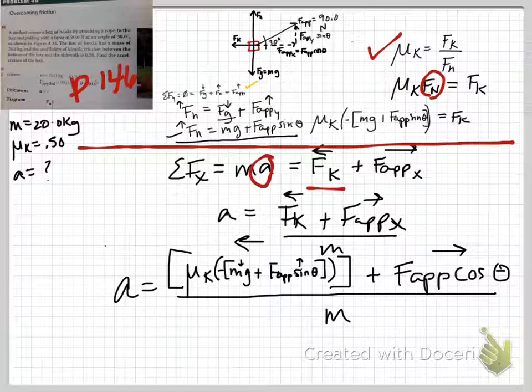Okay, so what we have, bear with me as I read this to you, because I think the math language is important. Acceleration is equal to mu k times the negative of the quantity of mass times gravity plus force applied sine theta plus force applied cosine theta, all divided by the mass of the object.